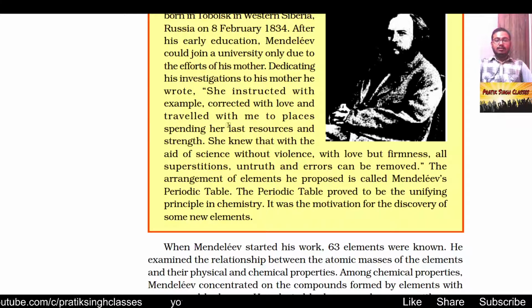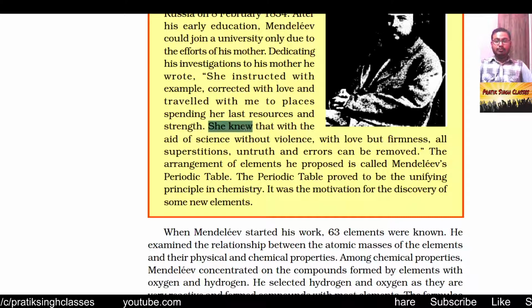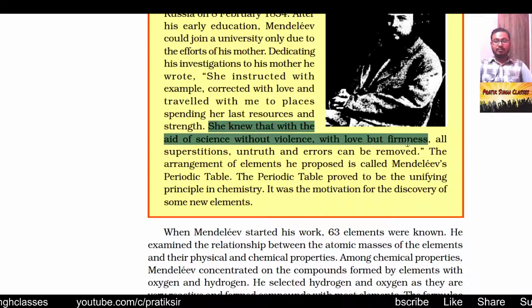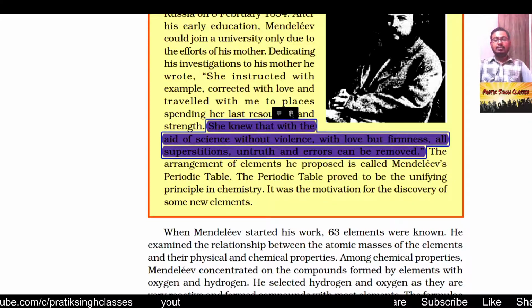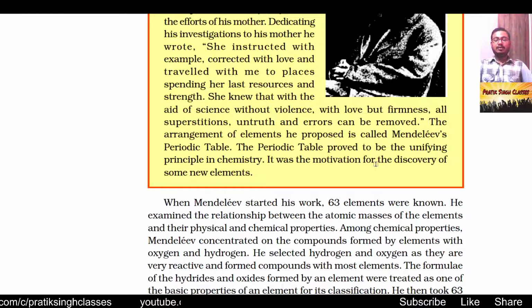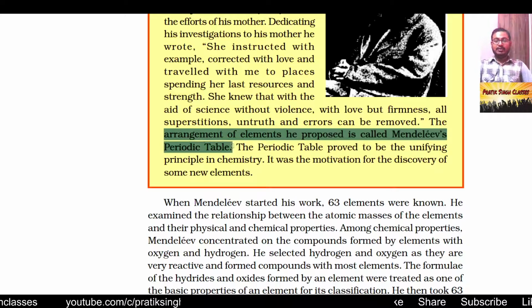Fine. She instructed a lot of things. She knew that with the aid of science, without violence, with love but firmness, all superstitions, untruth, and errors can be removed. So whatever evil things he had seen in society, he said that everything can be removed with the knowledge of science. The arrangement of elements he proposed is called Mendeleev's periodic table.